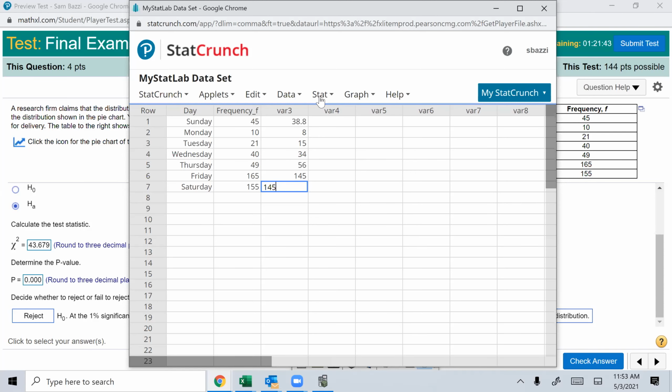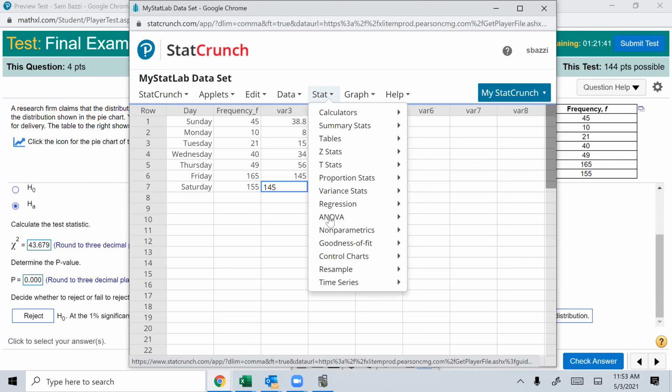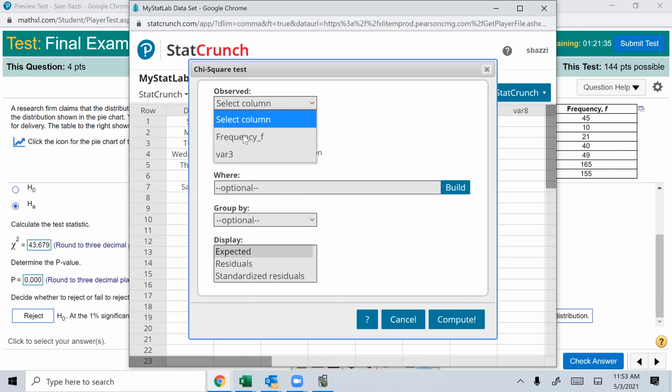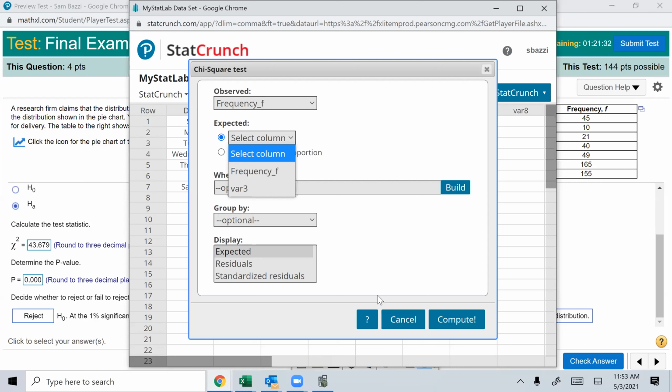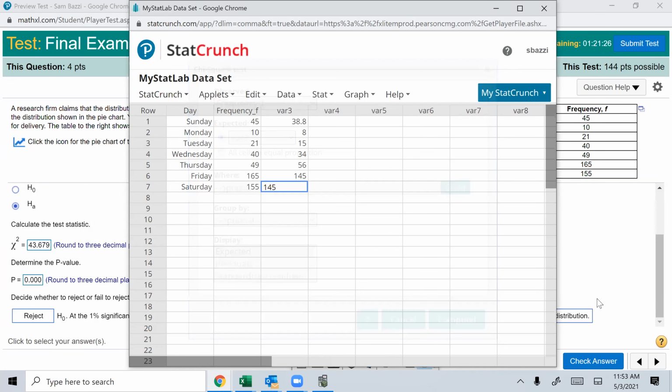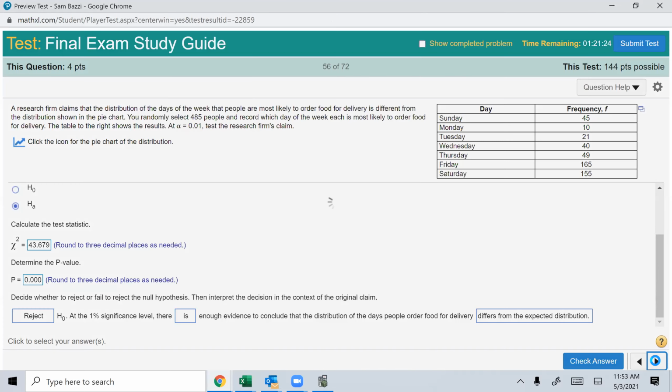And then you go to Stat, goodness of fit test, chi-square test. You select the observed, which is the frequency. You select the expected value, and then you hit compute, and then you should get the answer. Okay, so that's how we do this.